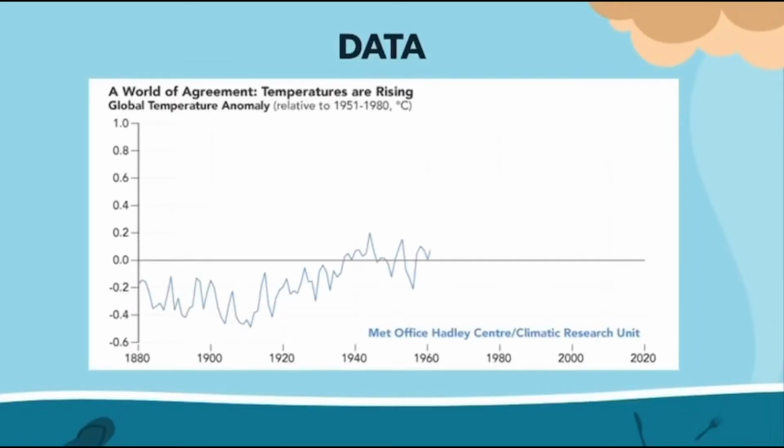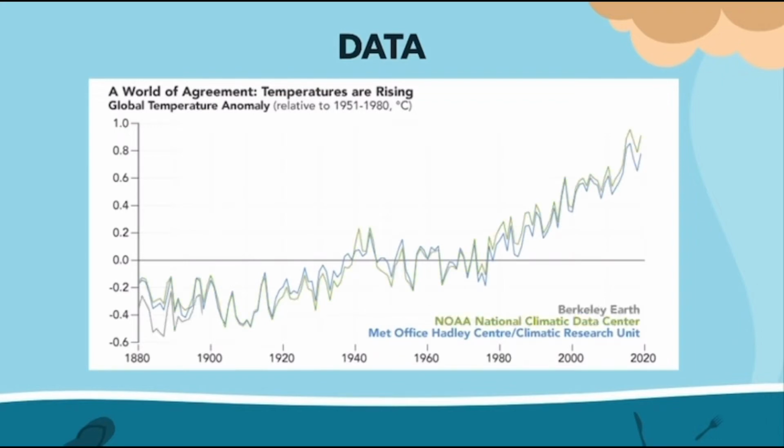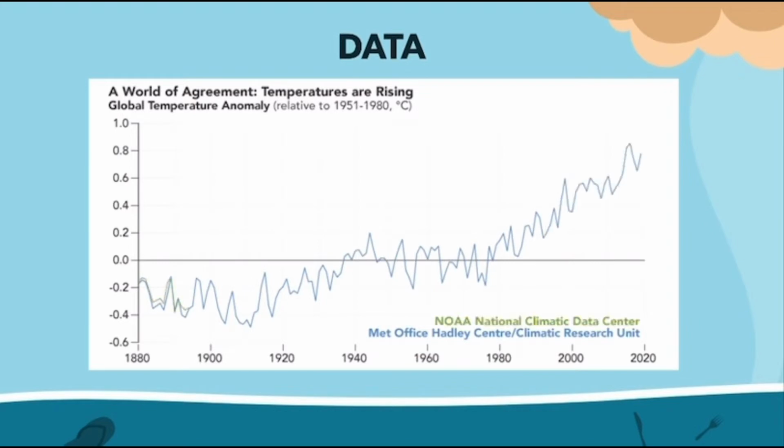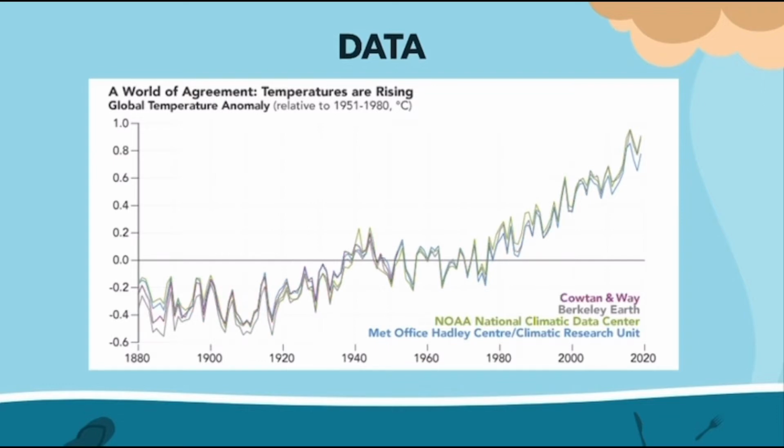So if you look at this graph right here, you can see that there are 5 groups. The Met Office Hadley Center, the NOAA National Climatic Data Center, the Berkeley Earth, Cotten and Way, and then NASA GISS. So all of these groups are measuring the data. And as you can see, it starts at 1880 and goes up until 2020. And this is a measure of our global average temperature anomaly. So it starts in the negative and it ends in the positive.